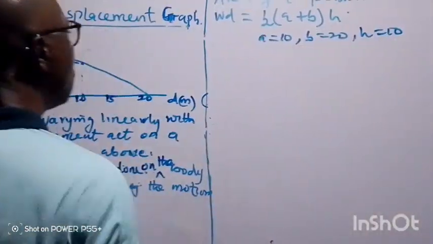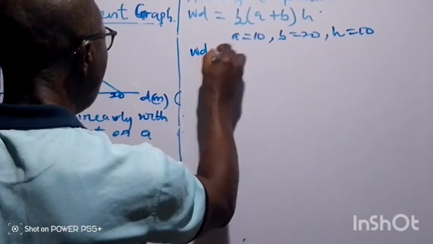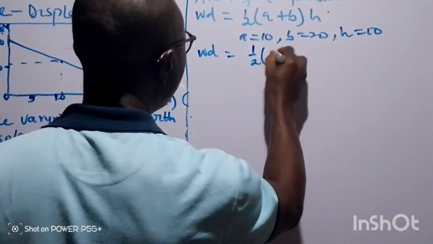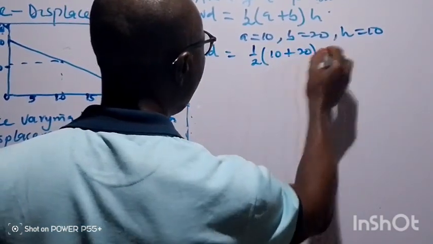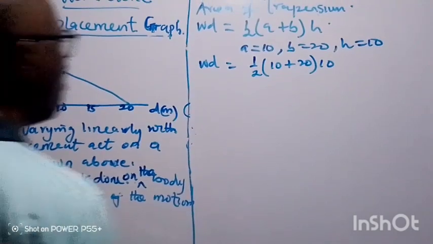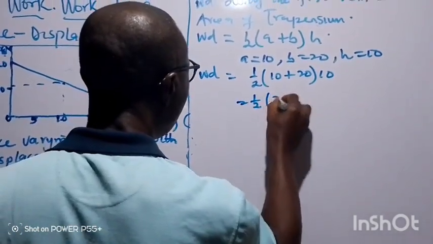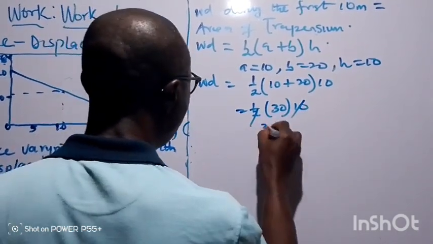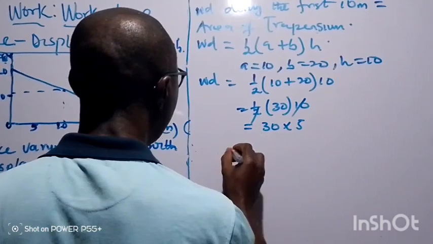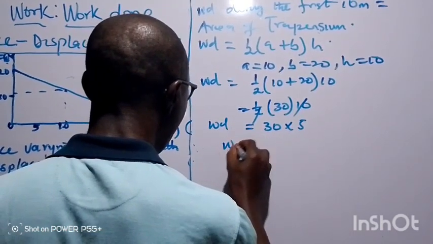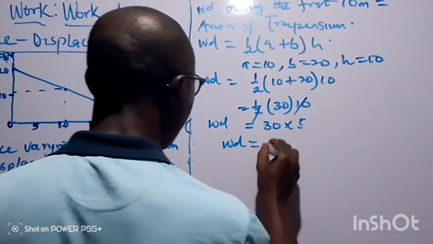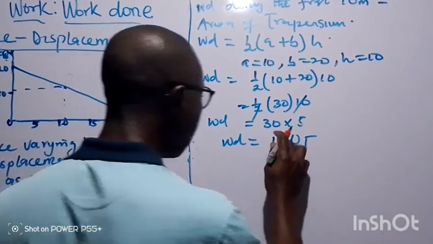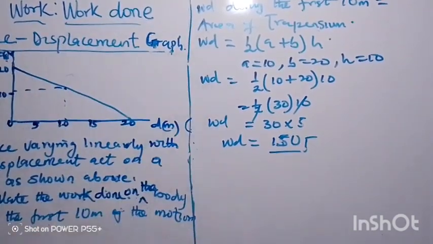So put this together, we are going to have work done in the first 10 meters is equal to half into 10 plus 20 into bracket 10. So this will now give us half into 30 into 10. So 2 here, that is 5. That is 30 multiplied by 5. So this work done in the first 10 meters, 3 times 5 will give us 15. That is 150 joule. That's the answer: 150 joule for the first 10 meters.